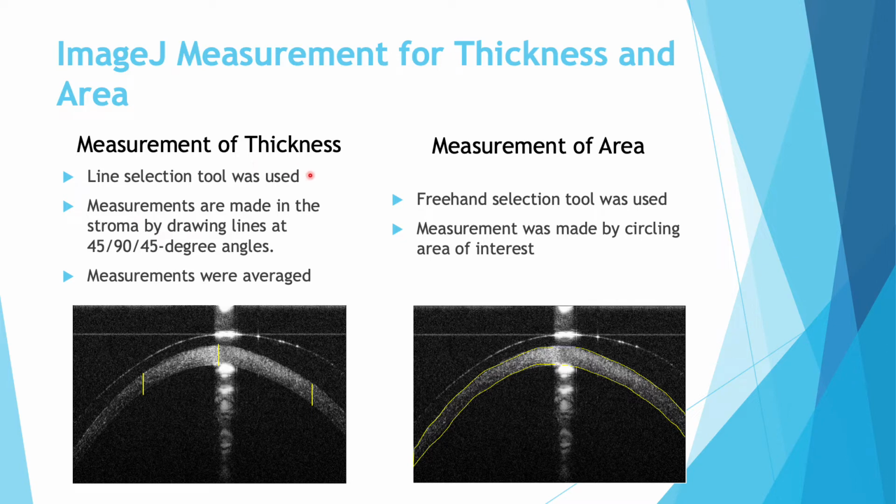The procedure and measurement of thickness is as follows. First, the line selection tool is used. This allows us to calculate measurements by drawing lines in 45, 90, and 45-degree angles. These lines are shown as yellow in the example image below. The measurements were then averaged. Now, the procedure and measurement of area is as follows. The freehand selection tool was used, and measurements were made by circling the area of interest, as highlighted in yellow in the example image below.